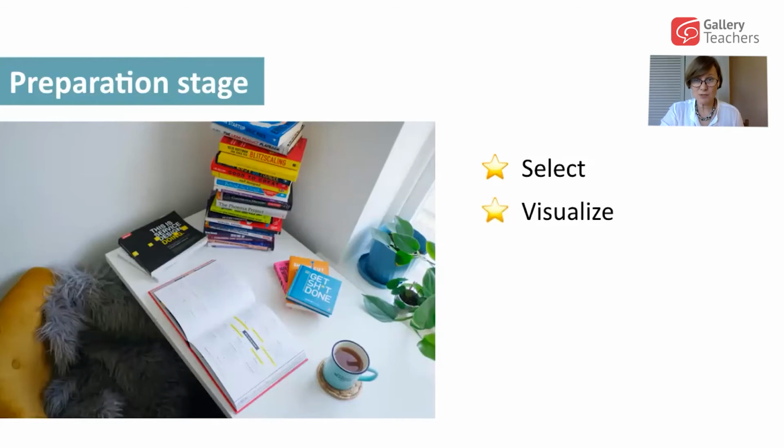Then you need to visualize this activity in your head and have a clear idea what you want the students to do. Do they work in pairs? Do they work in groups? Do they talk to each other? Or if one person is speaking, what the other person is doing? Do they ask each other questions? So you need to have a very, very clear idea about what exactly you want your learners to do.